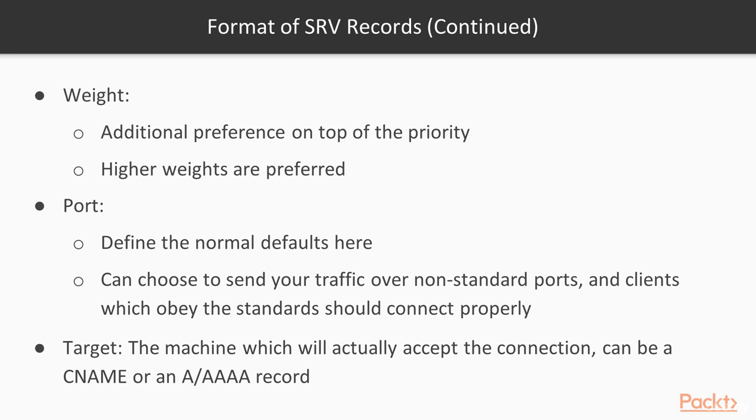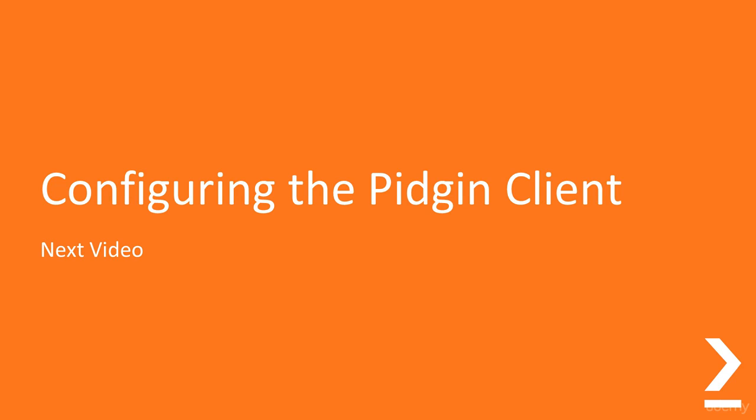Port. The port for your service. You're just going to define the normal defaults here, but you can choose to send your traffic over non-standard ports, and clients which obey the standard should connect properly. Target. The machine which will actually accept the connection. This can be a CNAME or an A/AAAA record. Nice. In this video, we configured DNS for XMPP. In our next video, we'll be configuring the Pidgin client.